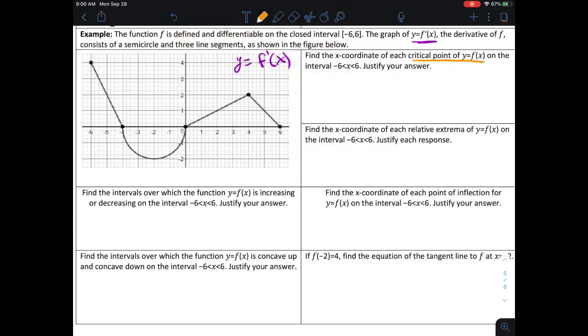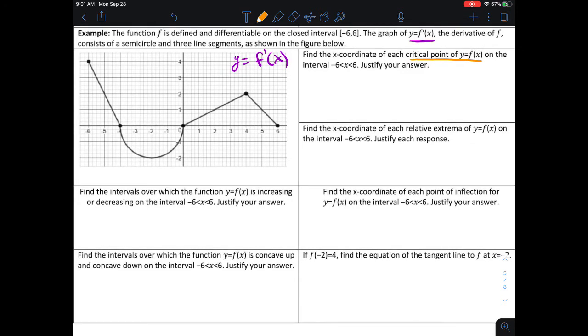The critical points of f are going to be where my first derivative is equal to 0 or undefined. Basically I'm looking at this graph, and since the derivative has values everywhere, I have critical points everywhere it crosses the x-axis. Now I'm only looking from -6 to +6, so we have critical numbers at x equals -4 and x equals 0, and for the justification, we'll just say because the derivative is equal to 0 at those points.